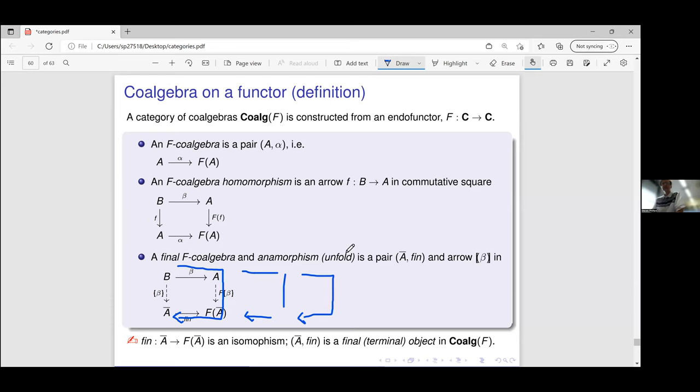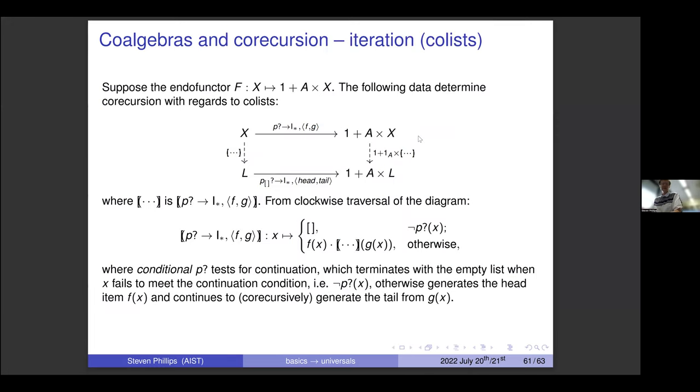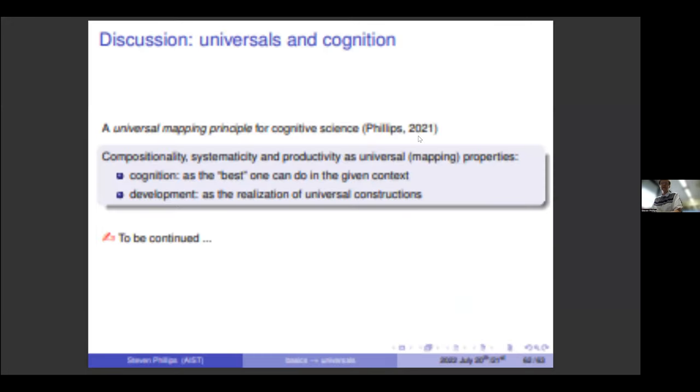There's a paper on this by Rutten called co-recursion as a sort of generalized state machine. So you can think of a cognitive system as like a generalized state machine, generalized in the sense that these arrows can be quite complex in their own right. And that is one of the reasons why I often speak about co-recursion as a kind of generalized iteration.